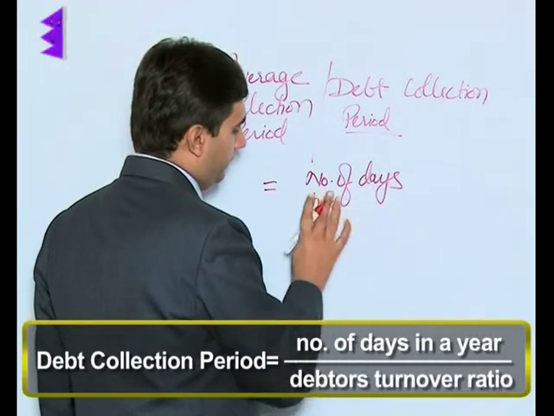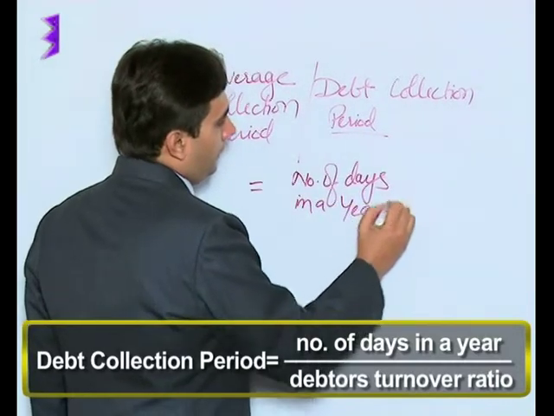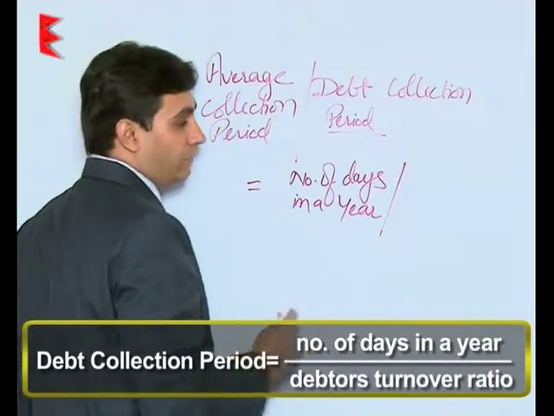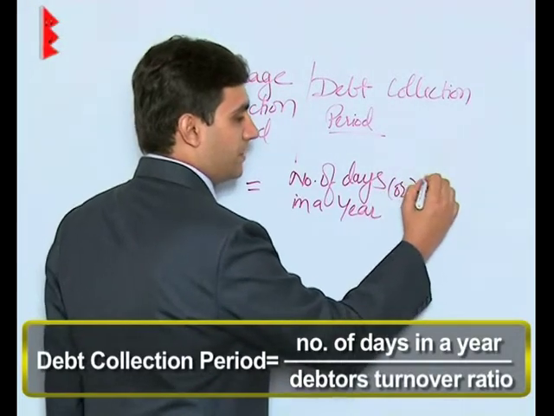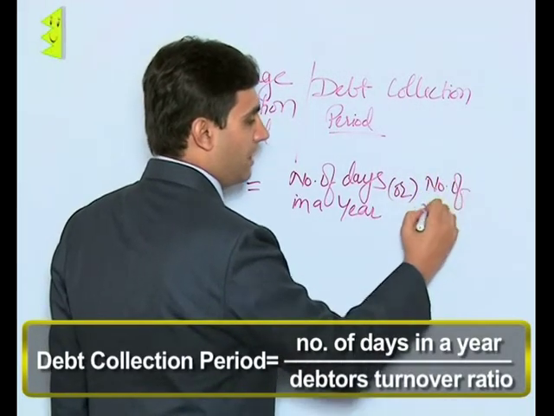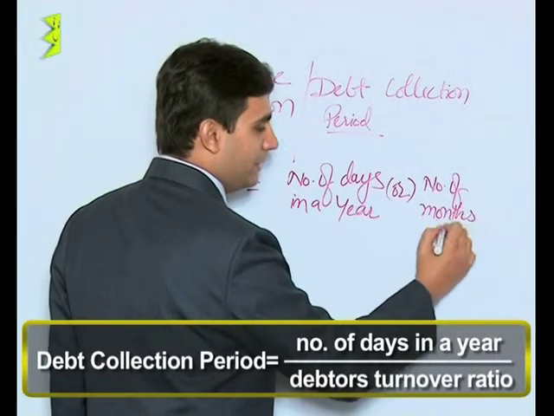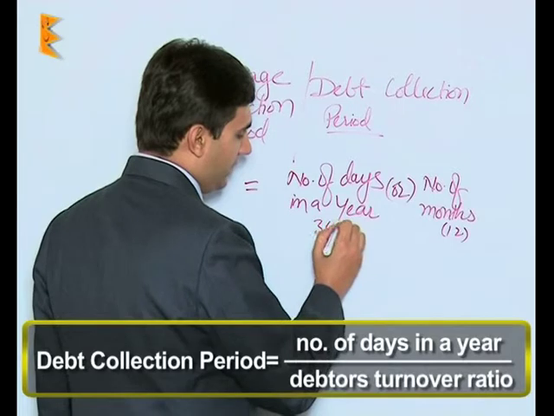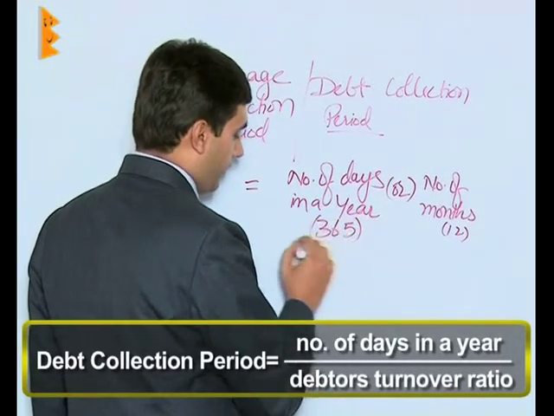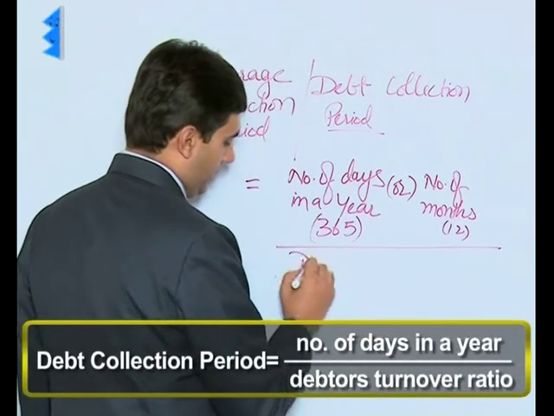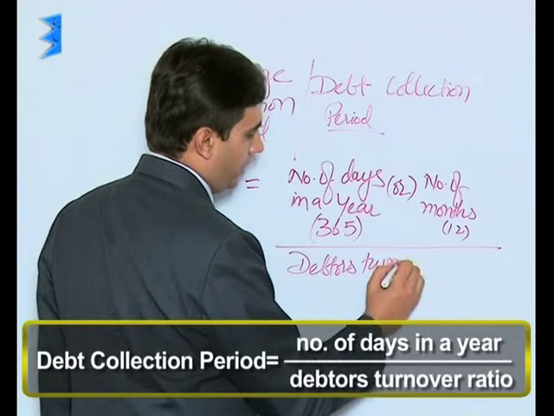in a year divided by, or in case it is being calculated in months, so number of months, and we all know that it would be 12 in this case and 365 in this case for non-leap years, divided by debtors turnover ratio.